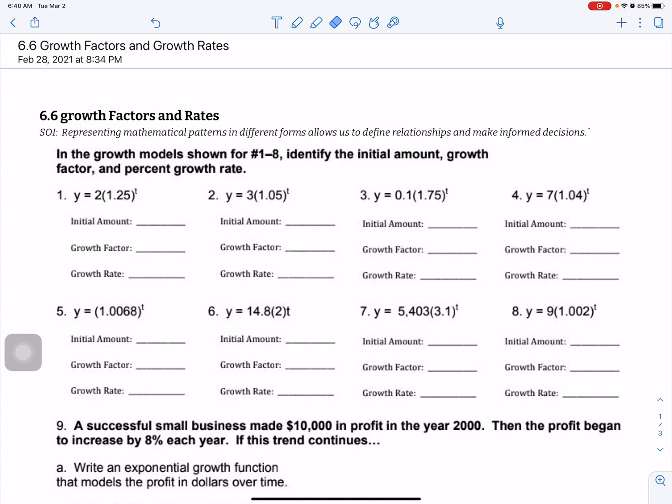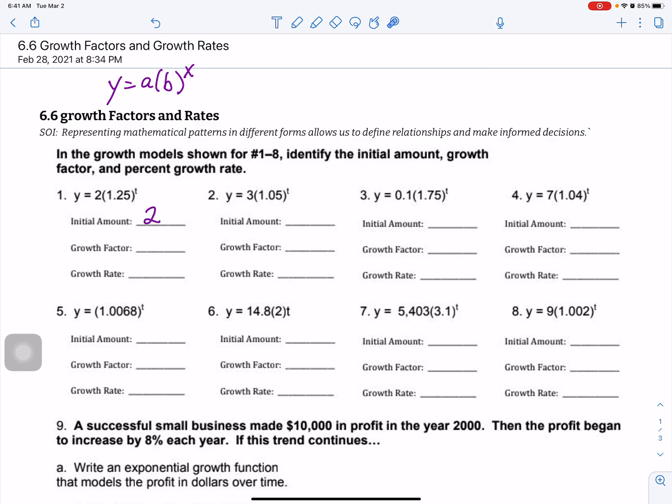So when we're looking at our exponential equation, we have y equals a times b to the power of x. And that a, remember, that's our initial amount. So when I'm looking at my first equation here, my initial amount is going to be a 2 because it's outside that parenthesis. It's listed first. It's not raised to the exponent.